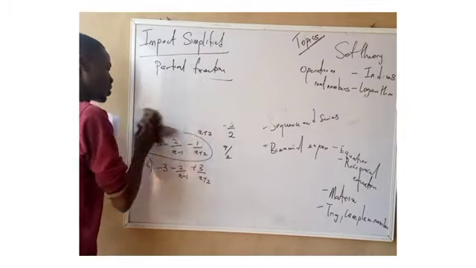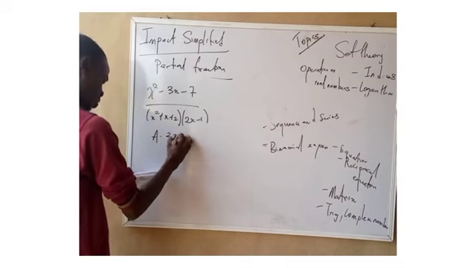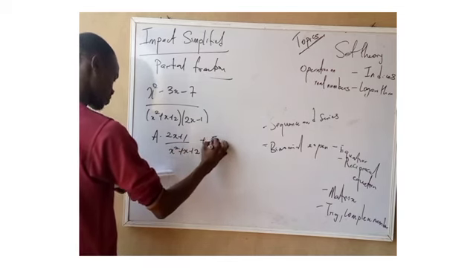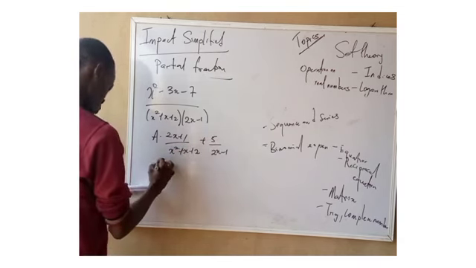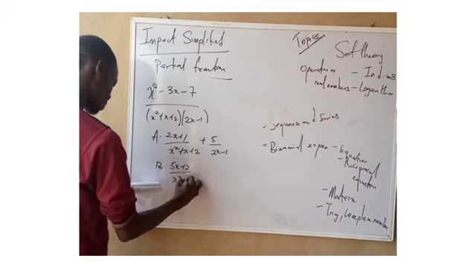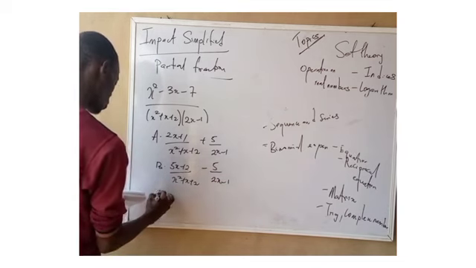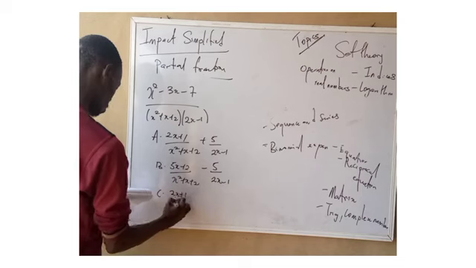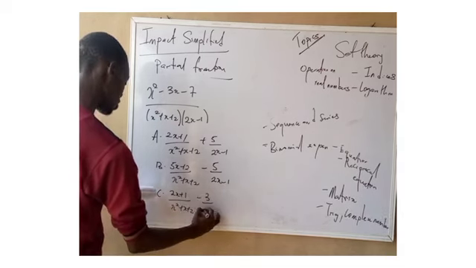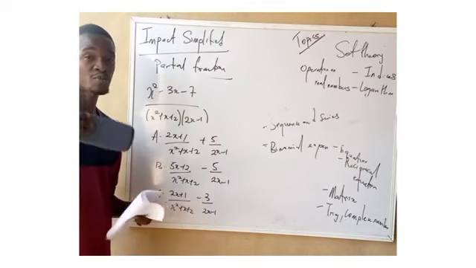But do not assume that you guys have gotten into partial fraction. Mind you, they are going to give you options. This is part of their options in that particular year. We have option B to be 5x plus 2 over x squared plus x plus 2 minus 5 over 2x minus 1. We have option C to be 2x plus 1 over x squared plus x plus 2 minus 3 over 2x minus 1.